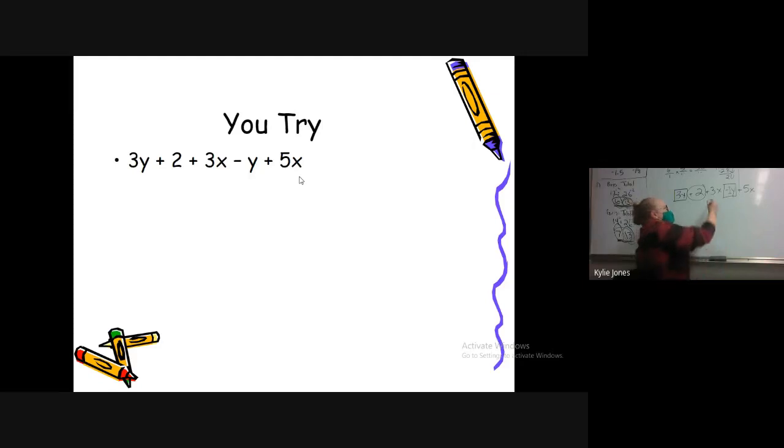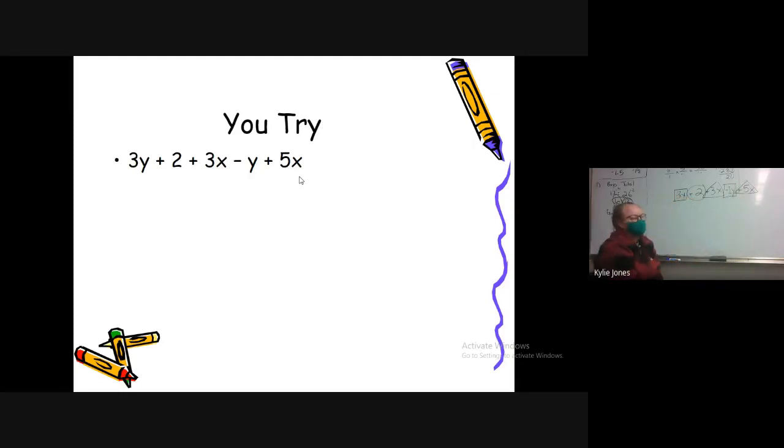Then we have 3x here. I'm going to do a triangle this time. 3x. Remember, you got to take the sign in front of it. So this is a positive 3. Is there something I can combine with the 3x? The 5x. It's the same thing. You have an x. Okay.